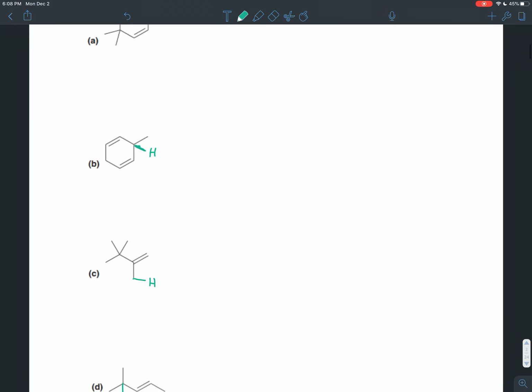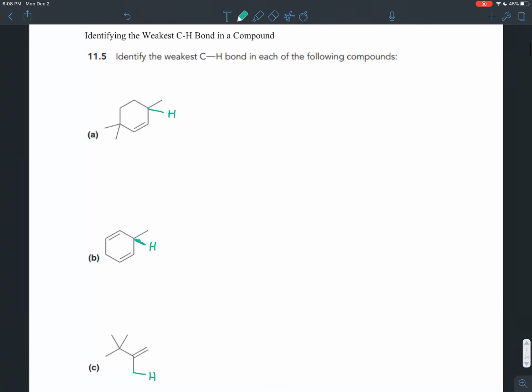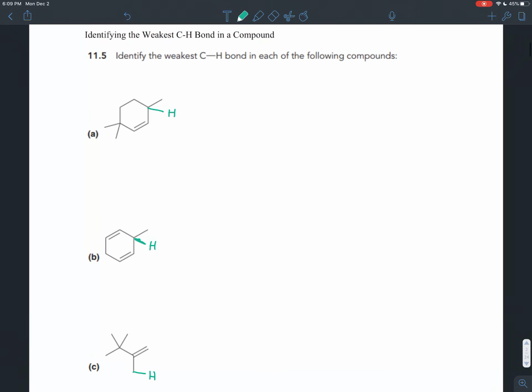And so when you look at molecules now and you're thinking of them from the perspective of how will this behave in a radical reaction, look for where the most stable radical would form. So either the allylic position or the most substituted position, or both. And that is where a hydrogen is likely to get ripped off in order to create that radical. And we'll see that in mechanisms in future videos for this chapter.